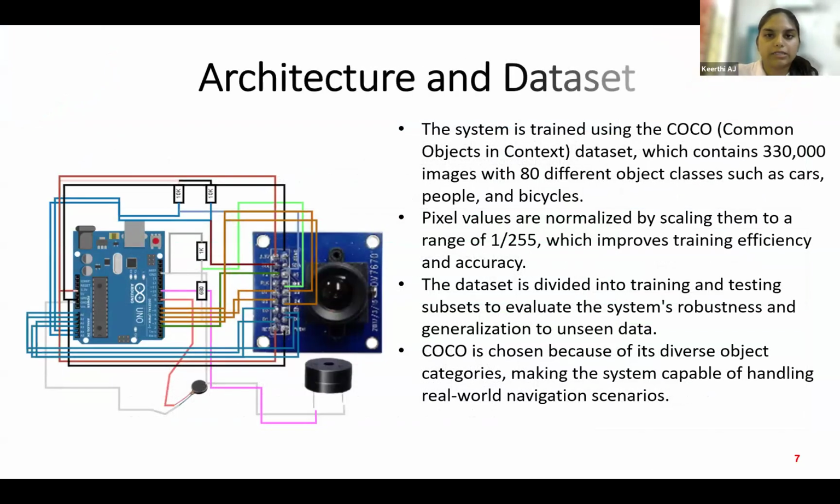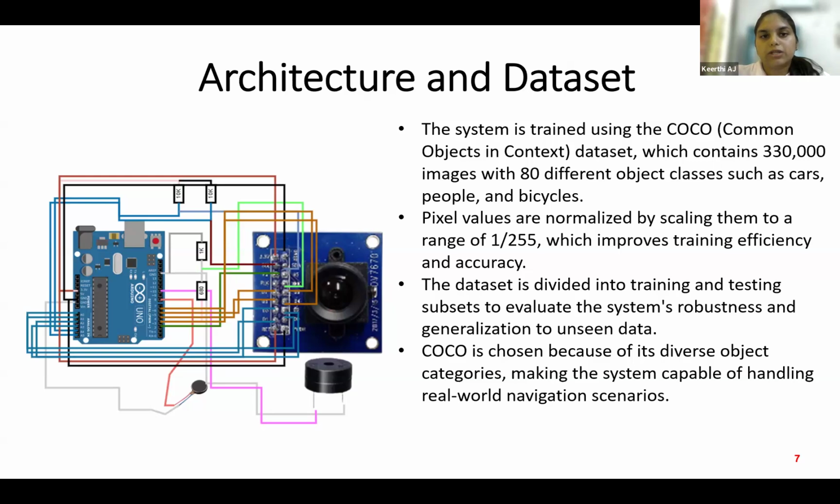So let's come to the architecture and data set. This is the architecture, where the hardware components are given over here. The camera module is connected to the Arduino, and the Arduino is connected to the actuators. For the data set, we have used the COCO data set.